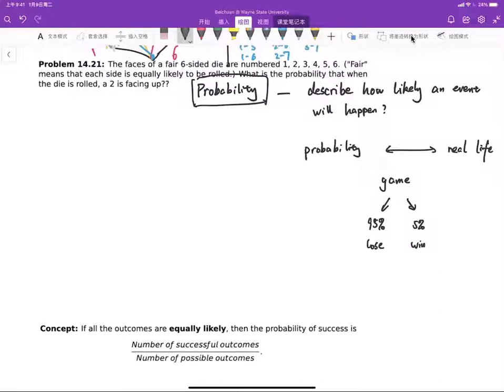All right, so let's look at the problem 14.21. You can see the probability problems for those dice or the card games frequently. The faces of a fair 6-sided die are numbered 1, 2, 3, 4, 5, 6. Fair means that each side is equally likely to be rolled. Then what's the probability that when the die is rolled, a 2 is facing up? Good, so that's 1 over 6. There's a die, and it has 6 sides, right? So we know that.